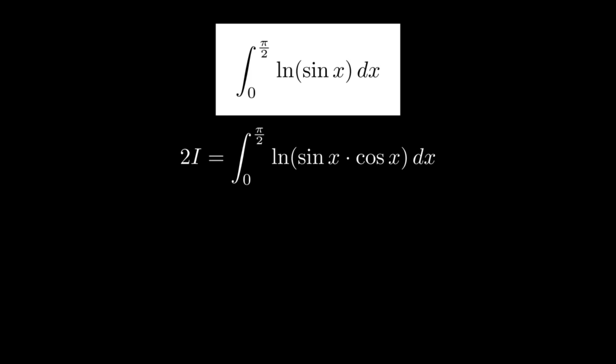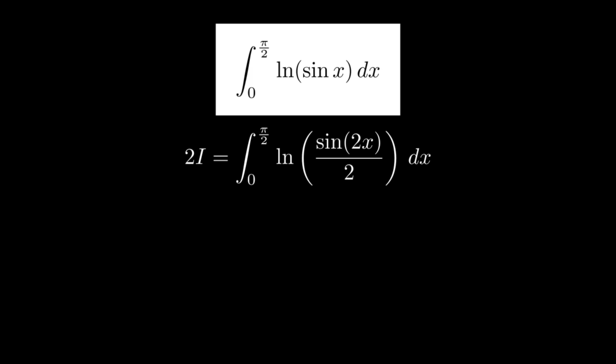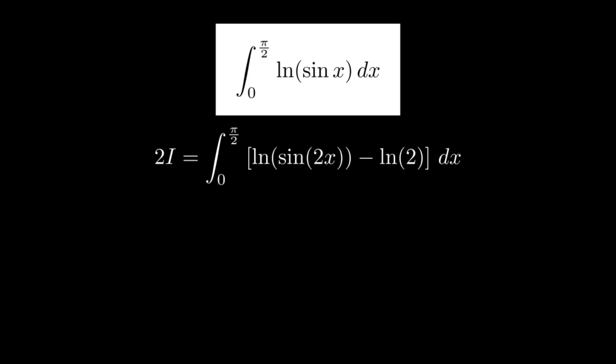Now we know this trigonometric identity, sin 2x equals 2 sin x cos x, so substitute the value of sin x cos x into the integral. Now we split the logarithm using the quotient rule, which becomes ln sin 2x minus ln 2. Let's separate this into two integrals.